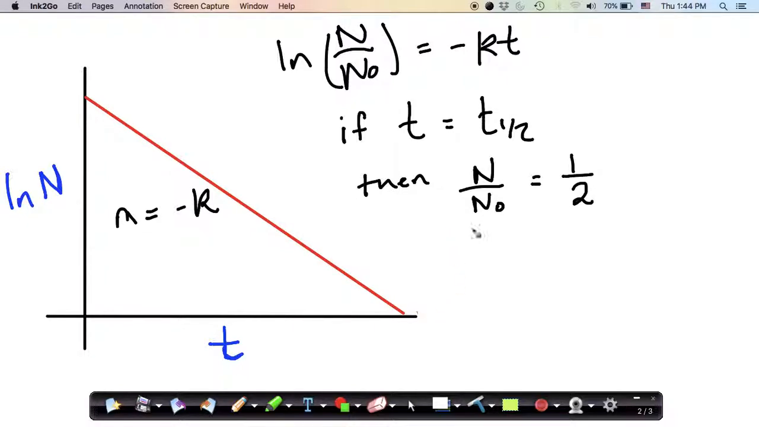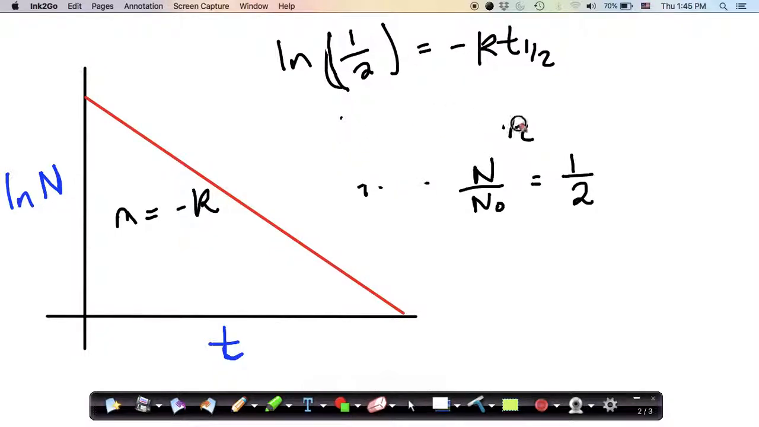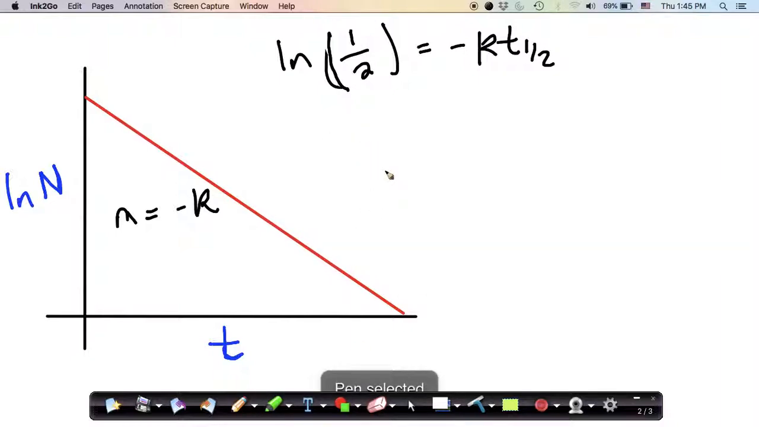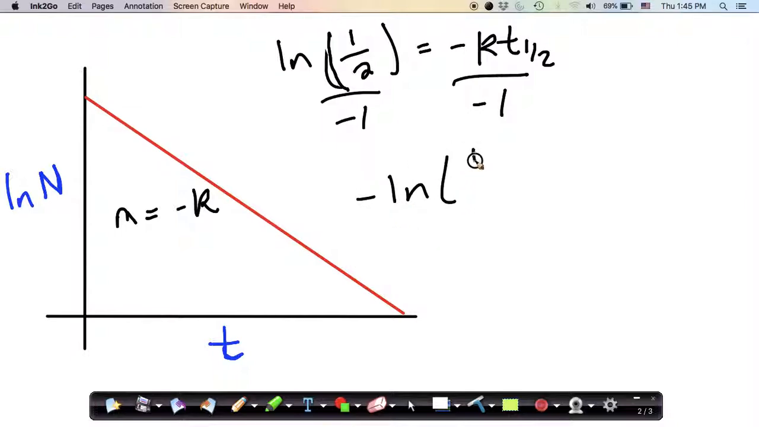So if we plug that into our equation up here, n over n naught is now 1 half, and t is now t1 half. We can simplify this a little bit. So here's what that looks like. First off, I'm going to divide each side of my equation by negative 1, like this. So that's negative natural log of 1 half equals kt.